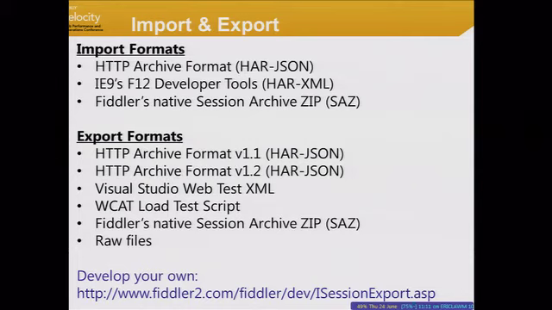And you can also export from Fiddler. You can export into the 1.1 HAR format, or the 1.2 HAR format, which contains more data about binary resources. You can export a Visual Studio web test. Visual Studio introduced a web test feature in 2005 and continues to improve, so you can export scripts out of Fiddler for that. WCAT is an IIS load test tool, and you can build a script with Fiddler for that. And then you can also just dump raw files.